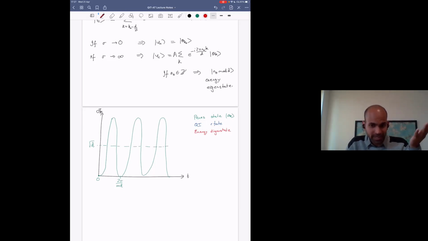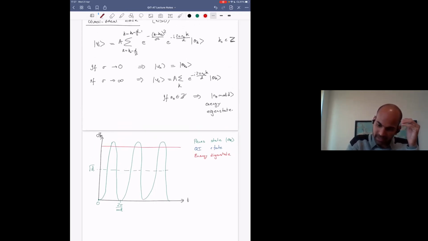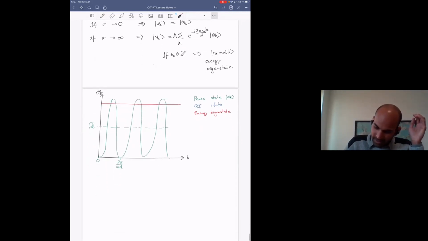On the other hand, if I take an energy eigenstate, well, we know the property of an energy eigenstate: it's stationary. It doesn't change in time. So it has some value that's just constant. But it is a very high value, because remember my energy eigenstate was formed by an equal superposition of all time states, which means that the variance is going to be of the order of d, because I'm spread over d.